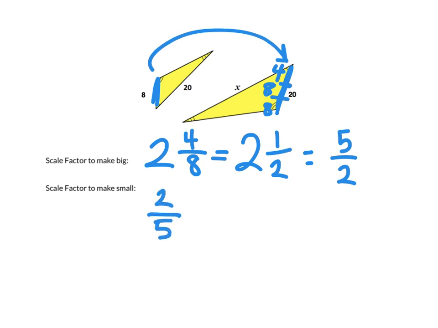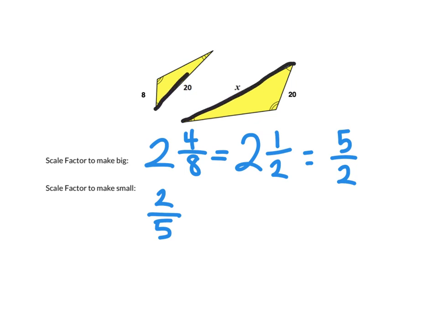Now, to find the missing side lengths, we have to use the correct scale factor, and we have to think about, do I want to use a scale factor that's going to make it large or small? So looking at the picture, I need to find x, and that corresponds to 20. So I'm thinking, does 20 going to get bigger or smaller? And I'm going to notice that it's going to get bigger. So I want to use a scale factor that makes it large.